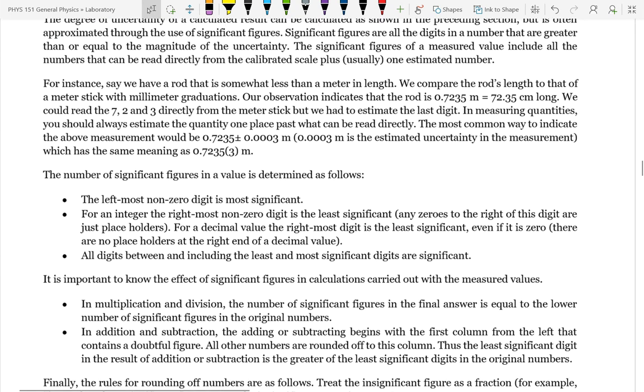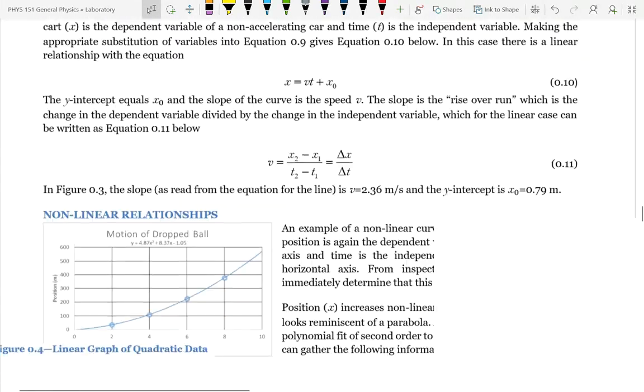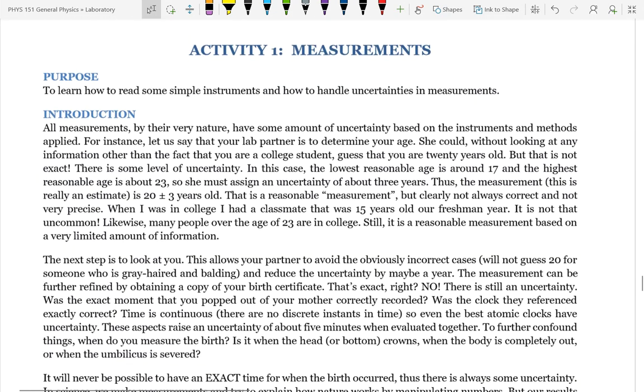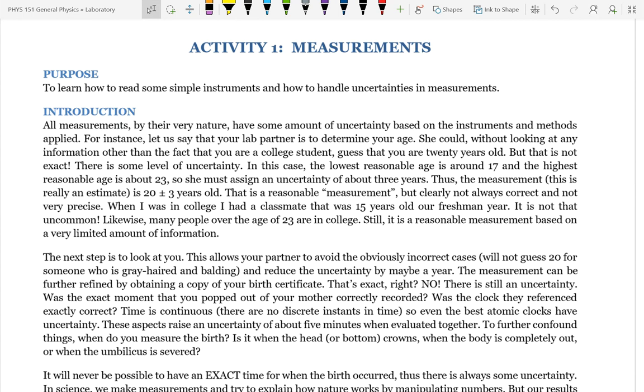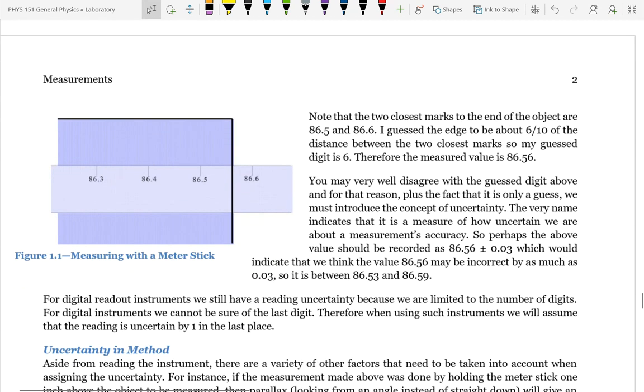I have here all the rules for significant digits to try to explain how they work. Graphs, we'll talk about that later. And so let's get to the lab. So measurements, our purpose, what you would write down for purpose right here, to learn how to read simple instruments and how to handle uncertainties in measurements. Why I spent all the time on the uncertainties there. And I have some examples here. You can read the introduction. So first, how do you determine your uncertainty if you measure something like with the meter stick?